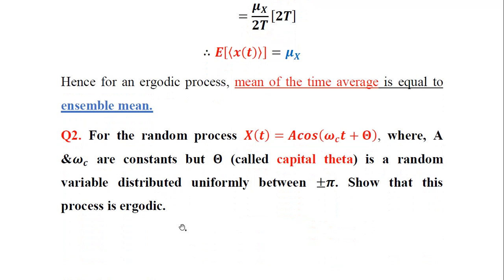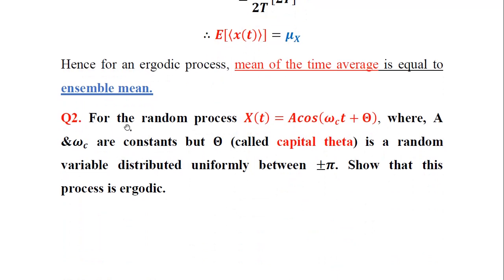Second question, a numerical problem. For the random process X(t) = A cos(ωc t + Θ), where A and ωc are constants, but Θ is a random variable, called capital Theta, distributed uniformly between plus and minus π. So from −π to +π, it is uniformly distributed. Show that this process is ergodic in nature, or it is an ergodic random process.